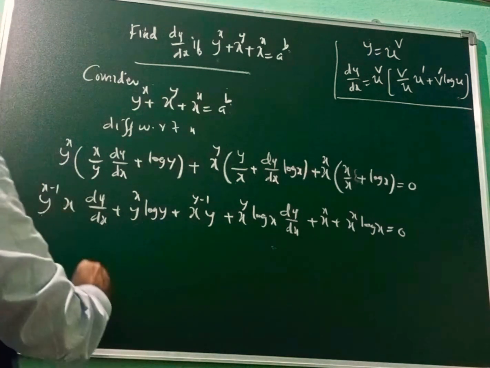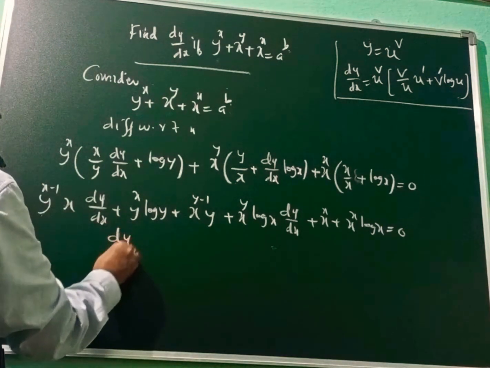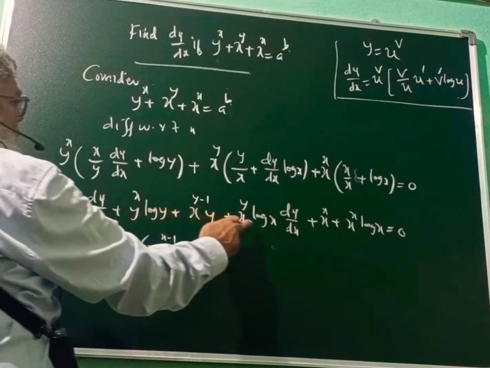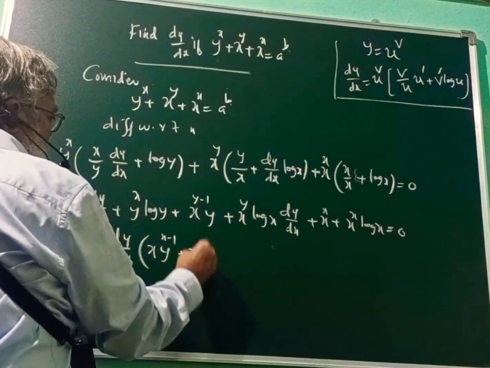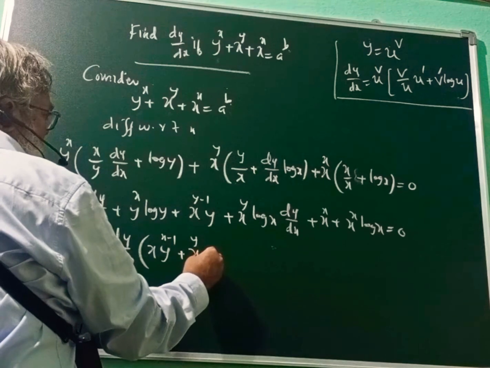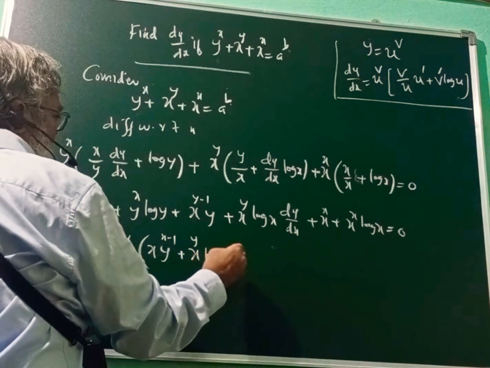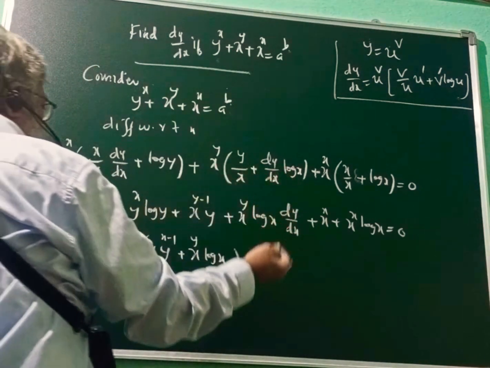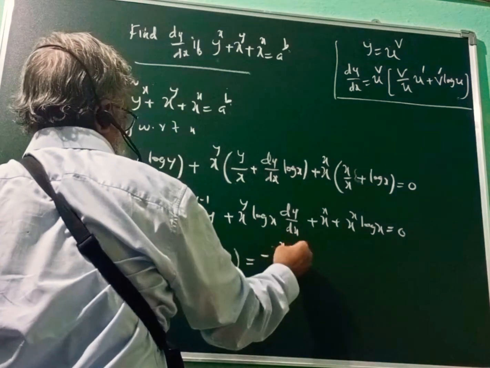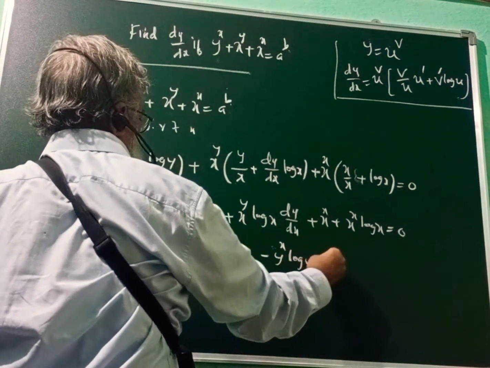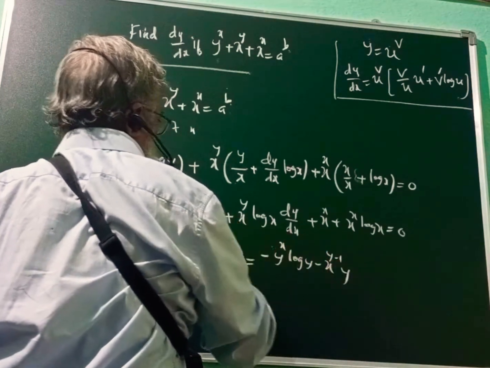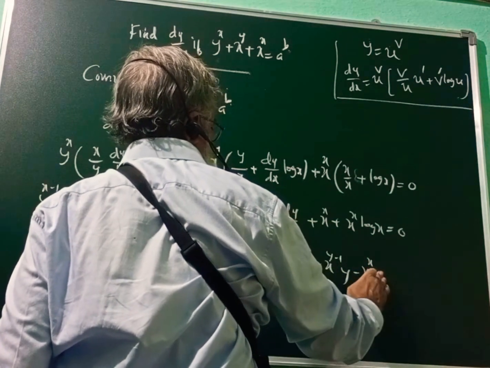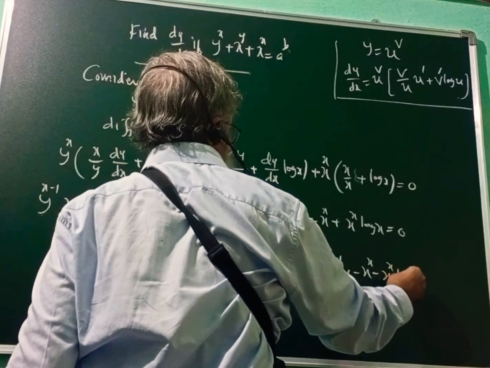Now collecting the terms containing dy by dx, we take dy by dx common: x into y raised to x minus 1 for this, and for this x raised to y into log x. That is equal to all the terms without dy by dx taken to that side: minus y raised to x into log y, minus x raised to y minus 1 into y, and minus x raised to x, and taking to that side, minus x raised to x into log x.